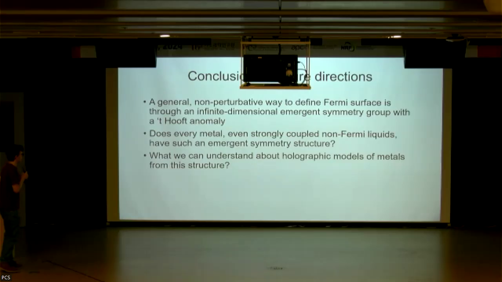Okay, so to conclude, what I argued is that a general non-perturbative way to define a Fermi surface is through this infinite dimensional emergent symmetry group and its anomaly. And so you could ask the question: does every metal have this emergent symmetry structure, even if it's some strongly coupled non-Fermi liquid? I believe the answer is yes, but I can't prove that rigorously. It would be interesting to test that statement. And then also, I would like to understand more about holographic models of metals that build this structure in. All right, thank you.